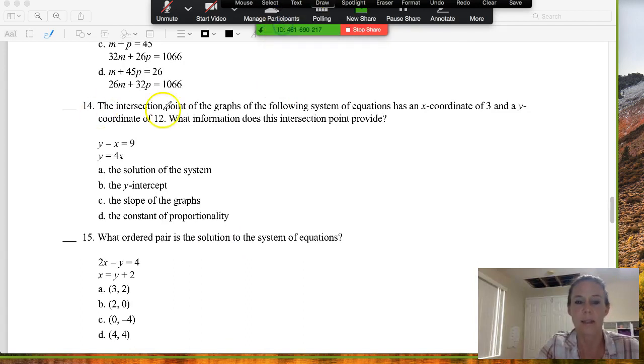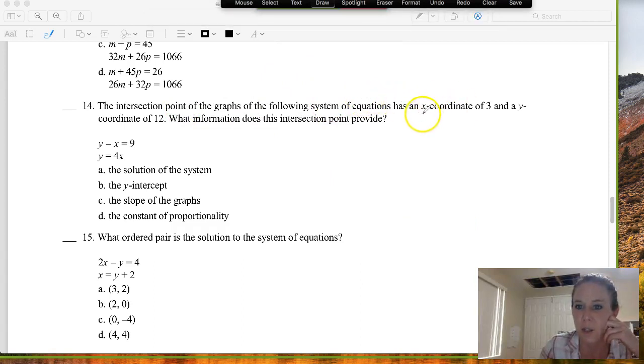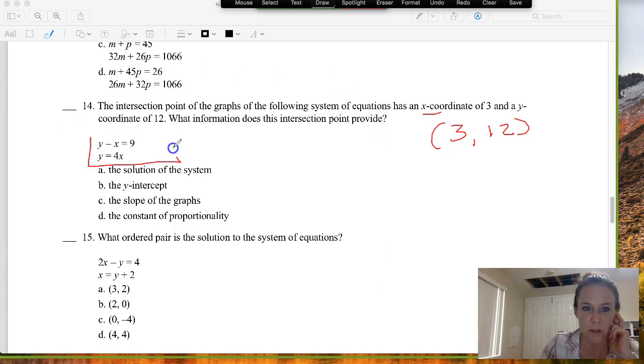All right, let's look at the intersection point of the graphs of the following systems of equations. It has an x-coordinate of 3 and a y-coordinate of 12. So here it is in xy form. What information does this intersection point provide? So here's my system of equations, and it says (3, 12) is the intersection point of the graphs.